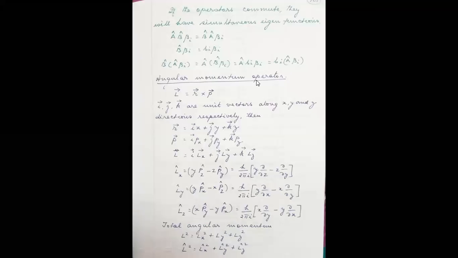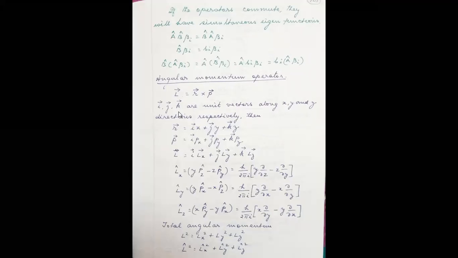Now, look here, angular momentum operator. You know what is angular momentum? L angular momentum vector, L vector is equal to r vector cross p vector. See, angular momentum is for a body rotating about an axis. Suppose this is an axis and the body is turning like this. Here it is linear momentum. This linear momentum multiplied by this radial vector will give you the angular momentum.